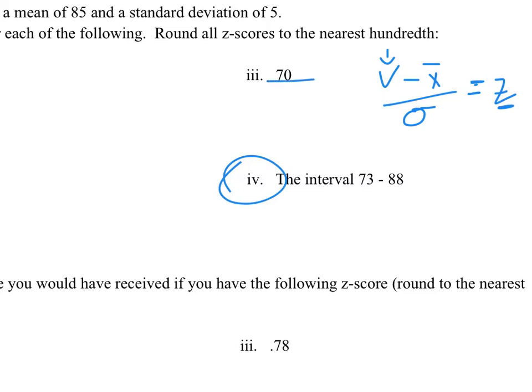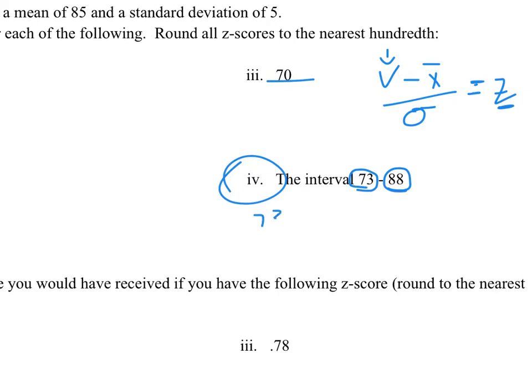It's pretty straightforward for things like a range, just not intuitive, I guess. So what you have to do here is find the z-score of the 73 and the 88, and that will give you a z-score range. So here's the value range. You just need the z-score range.